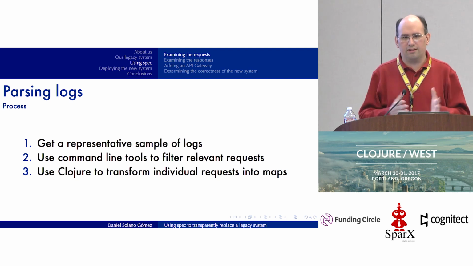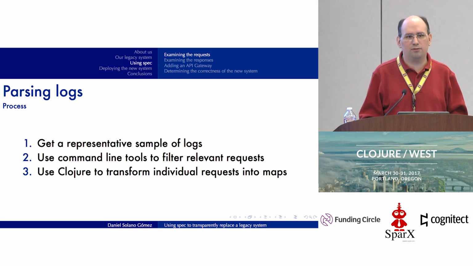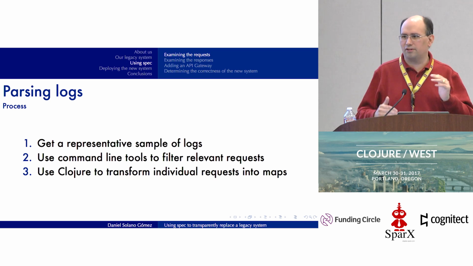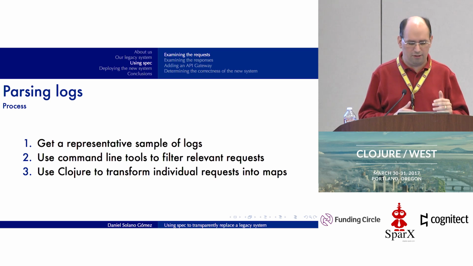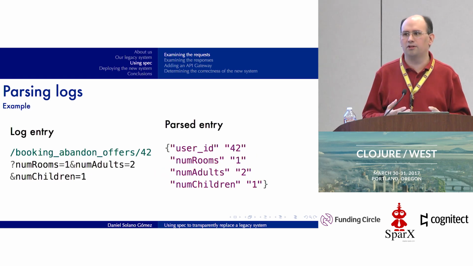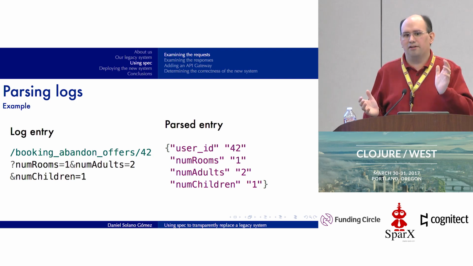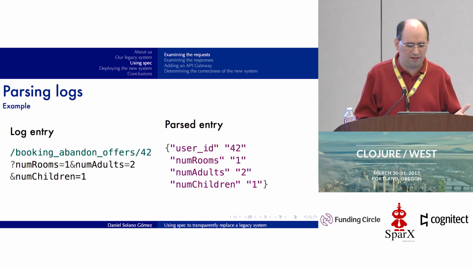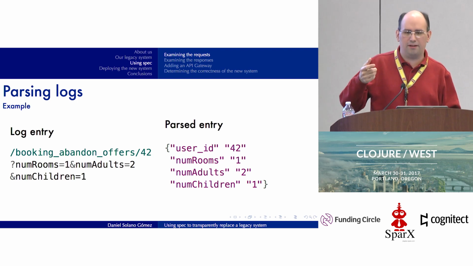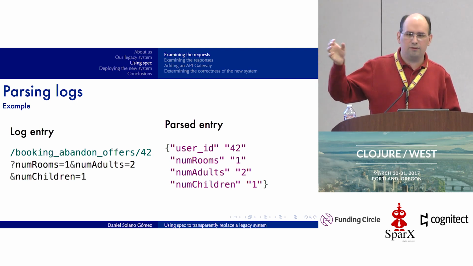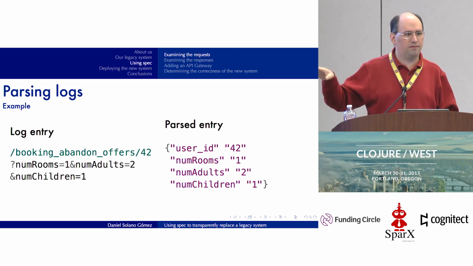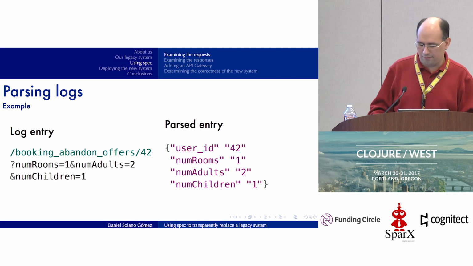So we started with taking just a few days worth of access logs and using just standard command line tools like grep to kind of filter out just the requests that we're interested in replacing. And then once we load that into a file, we can use Clojure to convert those lines of log into just a map of information about the request. So like in this example here, we can ignore the path, but we take that 42 part of the path and it becomes the user ID, and then the rest of the query parameters are pretty much just pasted in. We don't do anything special yet.